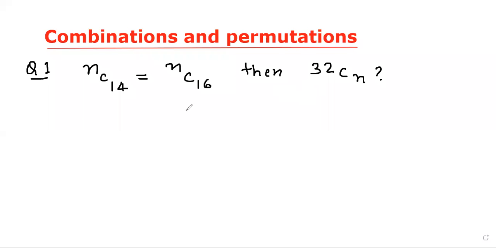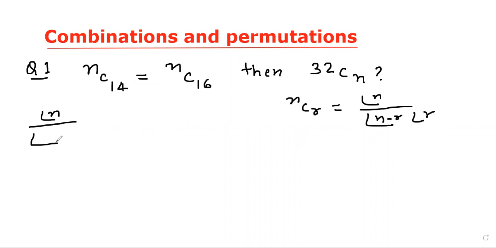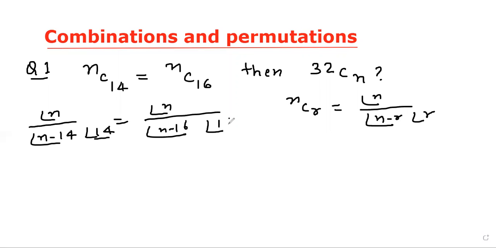Combinations and permutations. Question number 1. If nC14 equals nC16, then what is the value of 32Cn? We know that nCr equals factorial n divided by factorial n minus r times factorial r. So factorial n divided by factorial n minus 14 times factorial 14 equals factorial n divided by factorial n minus 16 times factorial 16.